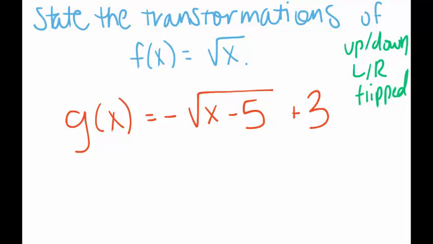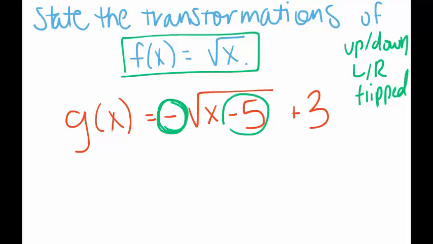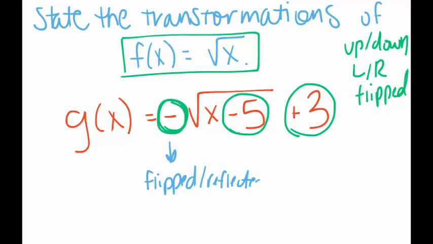It says, use the parent graph f of x equals square root of x to determine the transformations that occur in g of x. This is what it started with. But I know that 3 things have happened because this negative has been added, this -5 has been added, and this +3 has been added. We need to state every single thing that has occurred with this new function. One thing we do know, negative in front means it has been flipped or reflected over the x-axis. It has turned upside down. It went from being the square root to being the negative square root.